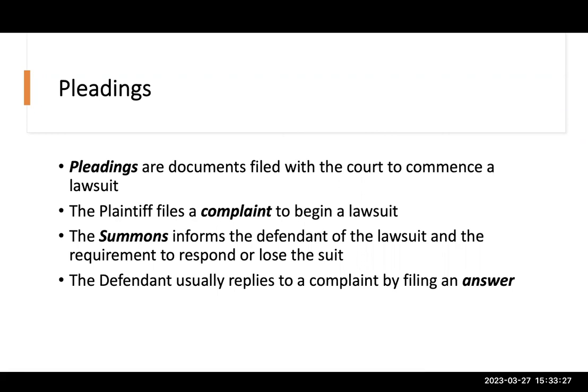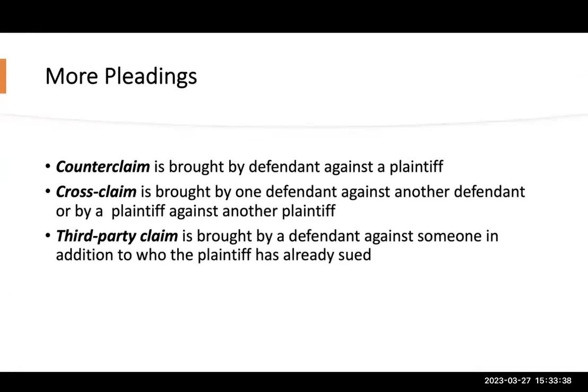Again, typically, unless a demurrer or some other kind of motion is filed, the defendant would reply to the complaint by filing an answer to the complaint. The defendant may also bring in other parties to the lawsuit or file other proceedings or other pleadings. One typical pleading is a counterclaim, a claim brought by the defendant against a plaintiff.